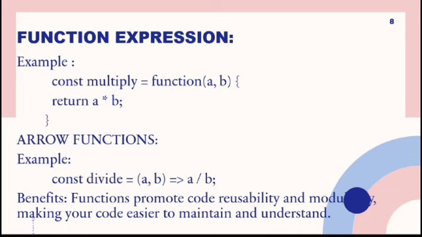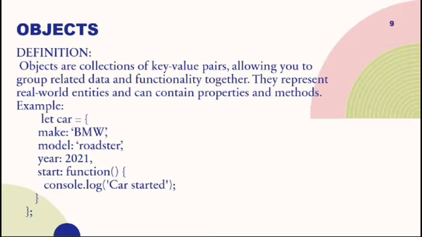Now, section 4: Objects. Objects in JavaScript are collections of key-value pairs, allowing you to group related data and behavior. Think of them as a representation of real-world entities. They can contain properties and methods. Here is an example about objects. You may look into it.